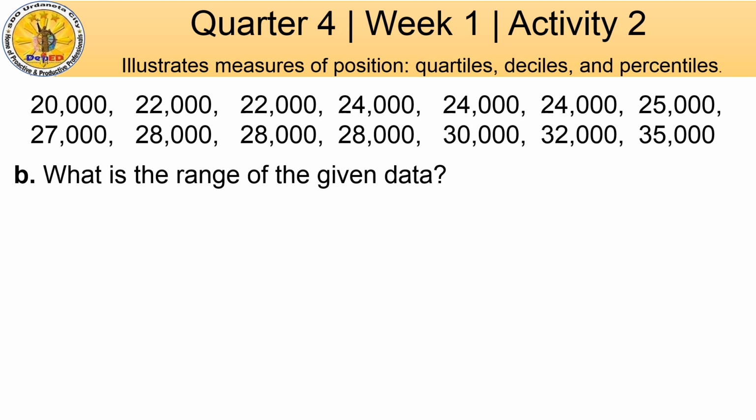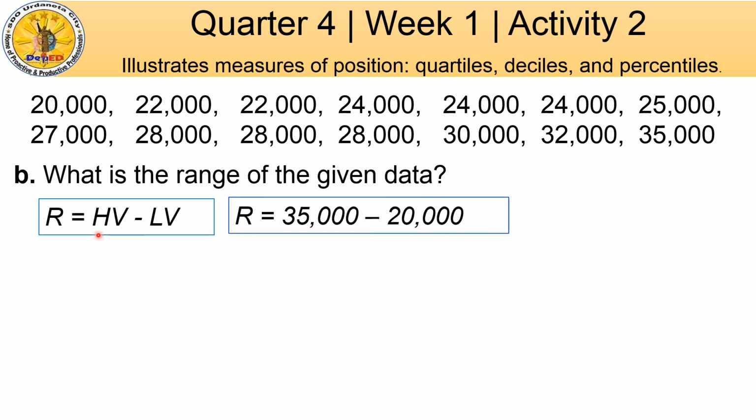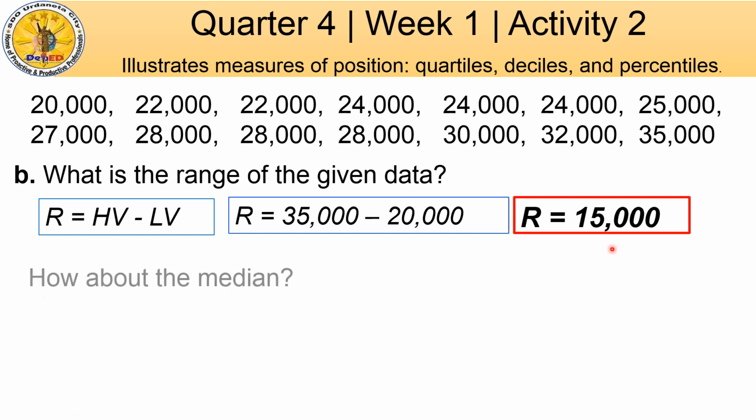What is the range of the given data? Range is equal to the difference of the highest value and the lowest value. So to find the range, simply subtract the highest value, that is 35,000, and the lowest value, 20,000. And that will represent your range, 15,000.